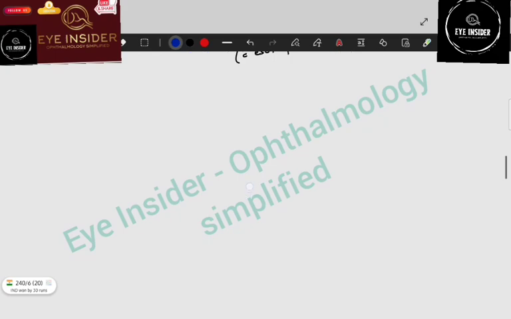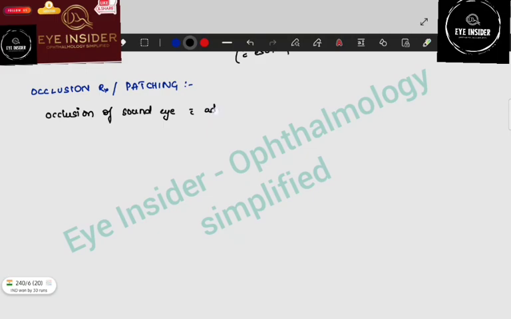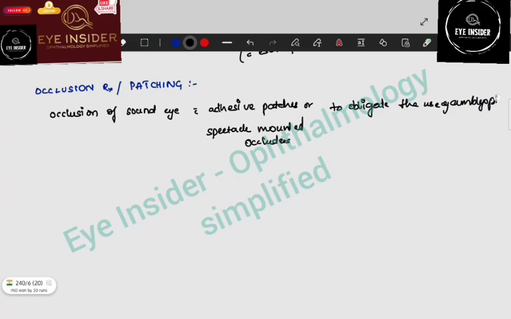We'll discuss each of these in detail now. This is very important from the exam point of view. So we have occlusion therapy or patching. In this, occlusion of the sound eye is performed with the help of either an adhesive patch or a spectacle mounted occluder. So this obligates the use of the amblyopic eye.